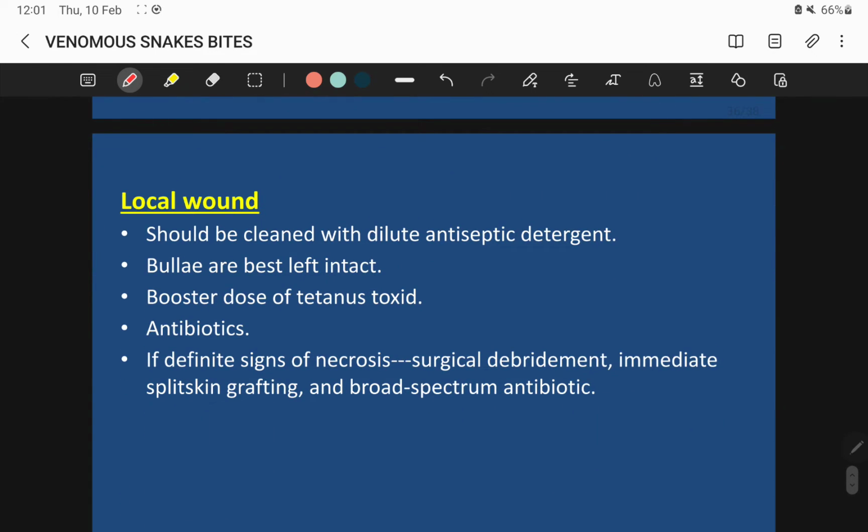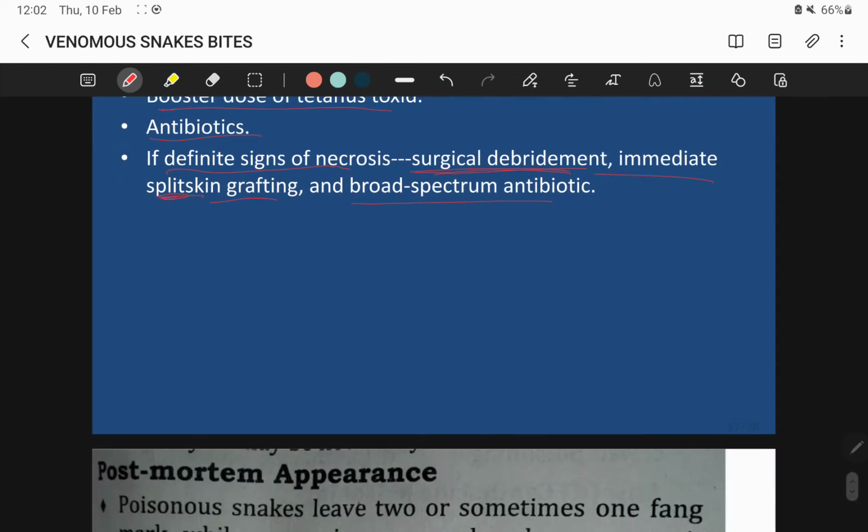Another is the local wound. How will you clean the local wound? It should be cleaned with dilute antiseptic detergent. If there is formation of bulla, we should leave it behind. For the local wound, we should also give a booster dose of tetanus toxoid and antibiotic. If there are definite signs of necrosis, then surgical debridement, you have to remove it, followed by immediate split skin grafting, and broad spectrum antibiotic is also given.